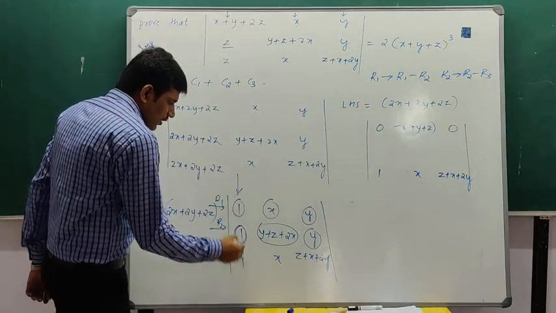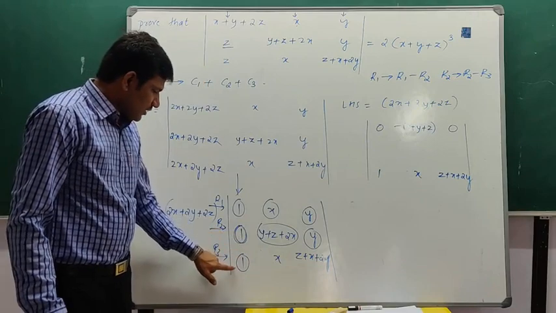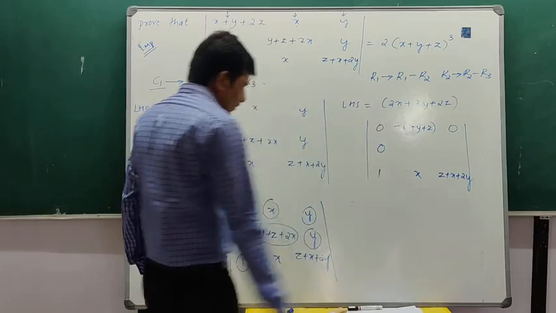Now this is R2 and this is R3. What is the first element in R2? It is 1. What is the first element in R3? That is also 1. What is 1 minus 1? 1 minus 1 will be 0.